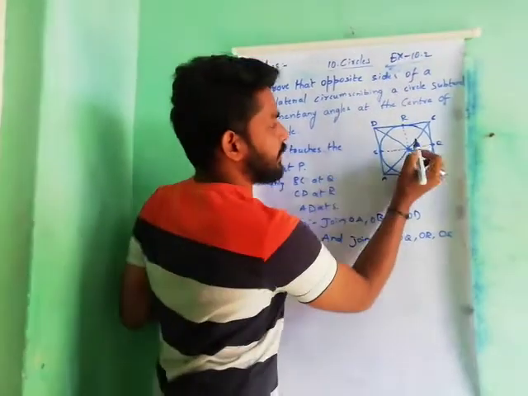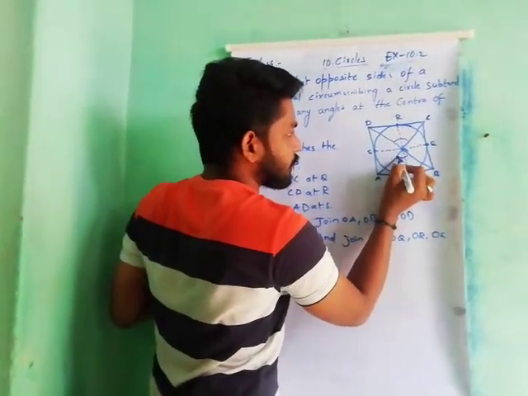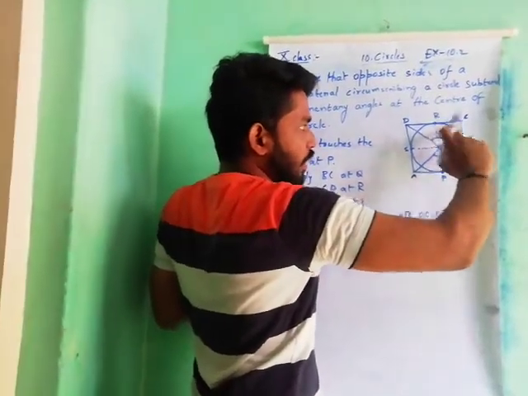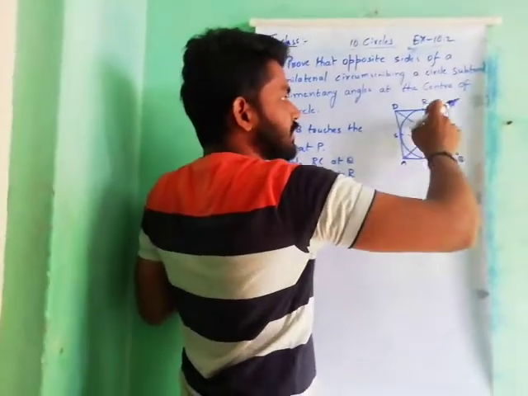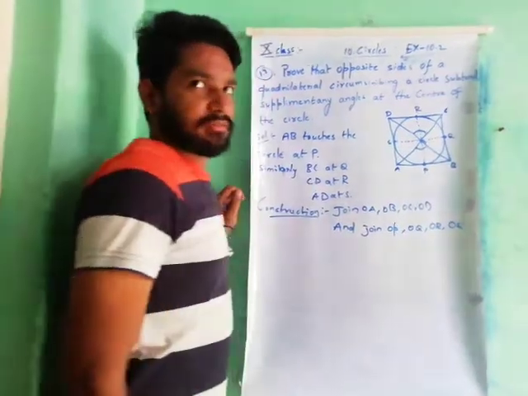What he is asking means the opposite sides of a quadrilateral circumscribing a circle subtend supplementary angles at the center of the circle.